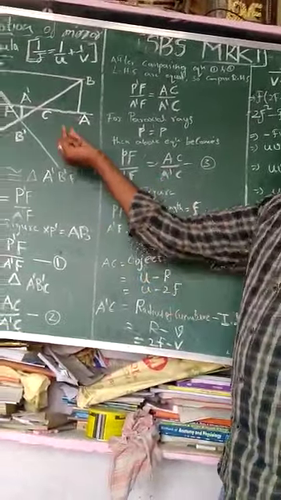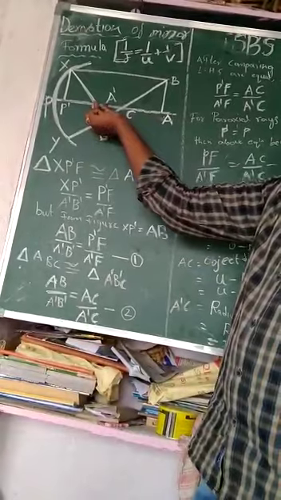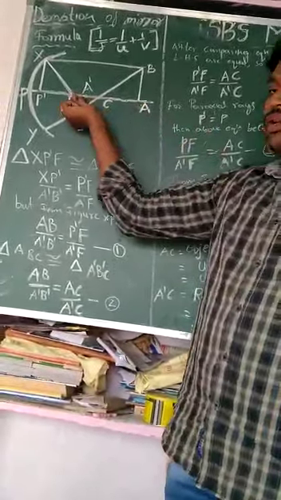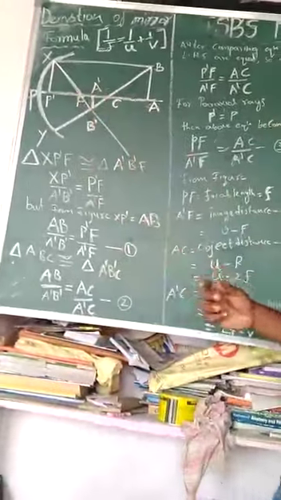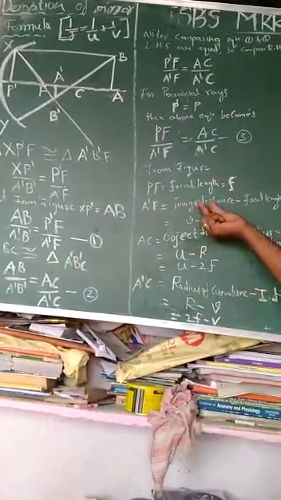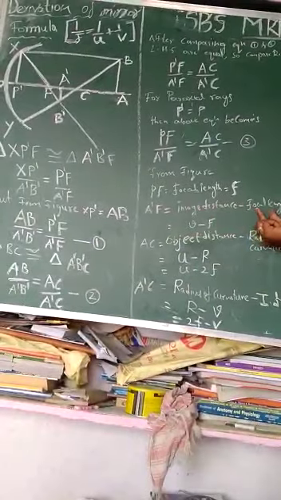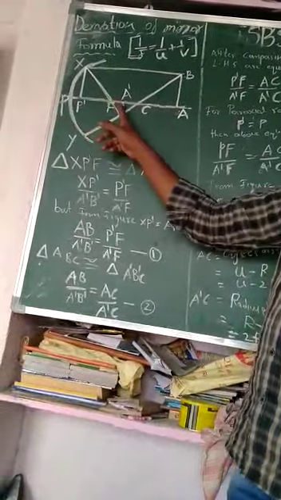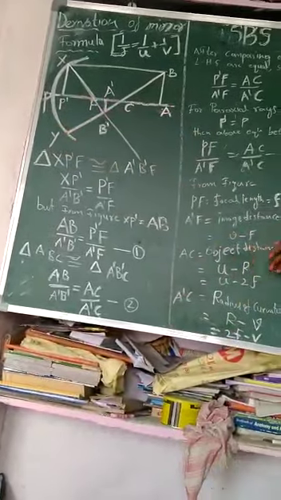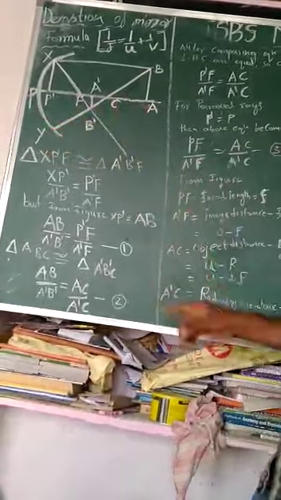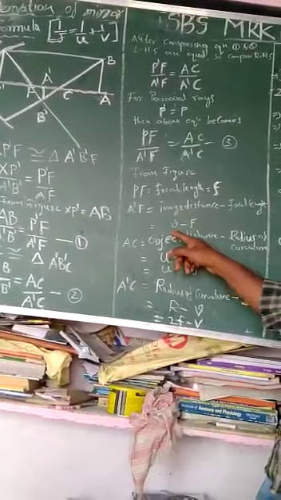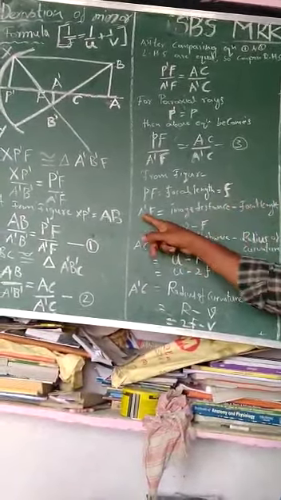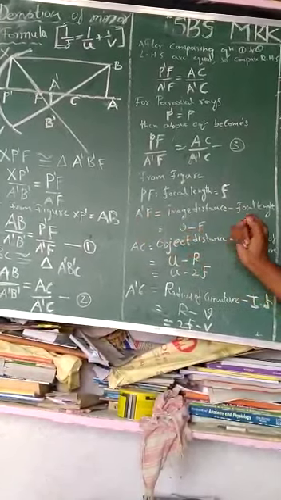A dash F, from the figure we don't get directly, but this unknown value can be expressed in known values. So A dash F equals image distance minus focal length. Image distance, pole to image, P A dash, minus focal length, PF. Image distance is indicated with v, focal length indicated with f. So A dash F equals v minus f.